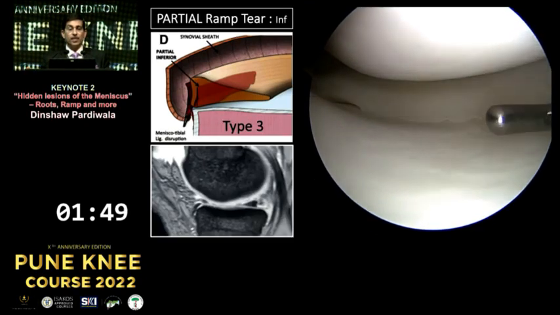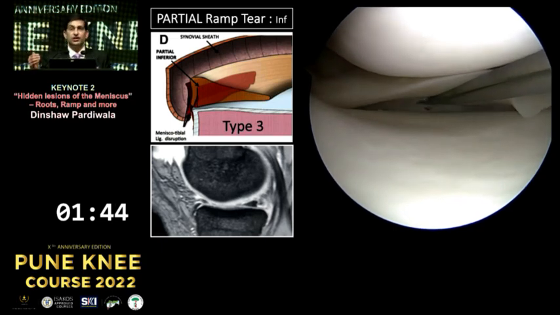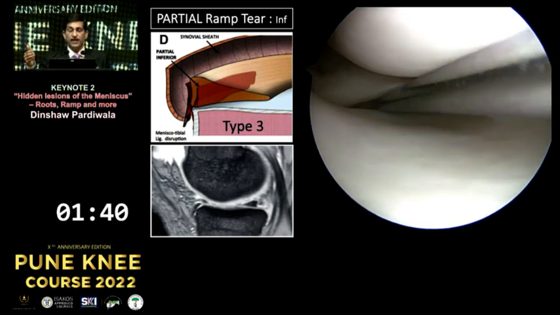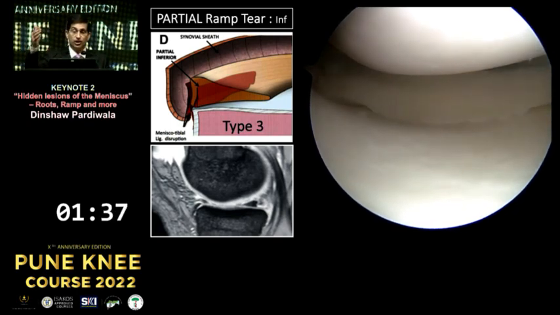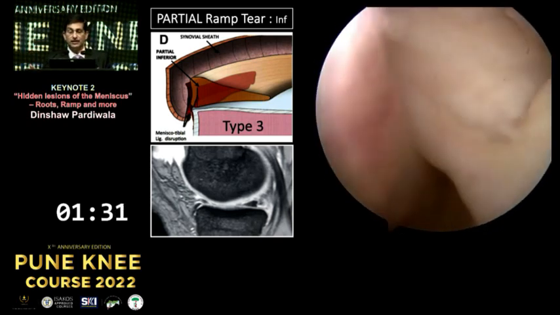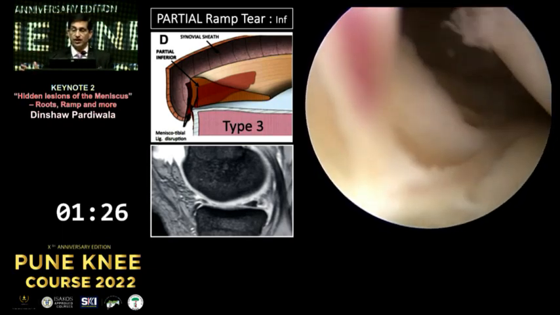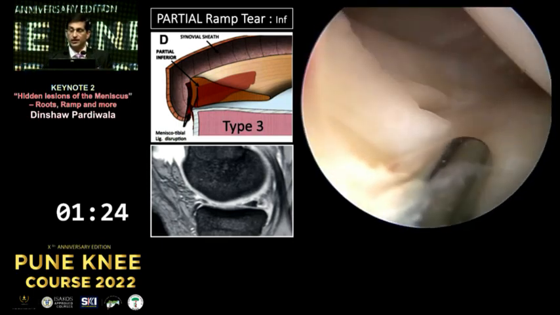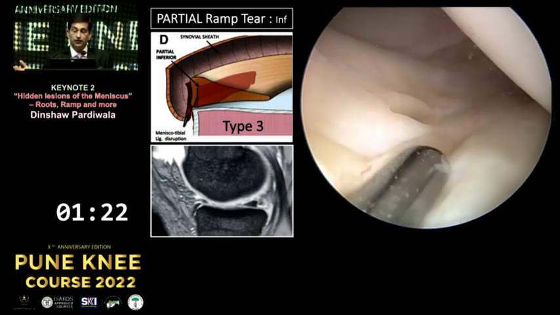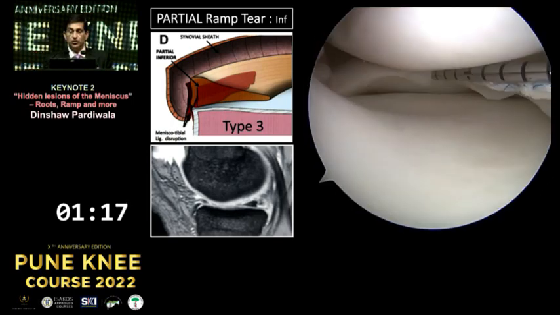Unlike that, a partial ramp which is inferior, by definition, is unstable because your meniscotibial ligament is torn. And in fact, in these patients, you can't see it from the notch side. You'll be able to see it from the joint side. And when you put your probe in, you'll see that you can actually displace the meniscus. So this unstable meniscus tear, despite it being partial, needs to be repaired. Traditionally, you'd look at the notch and say, oh, there's no ramp out there. But if you look at it from within the joint and note that the inferior part is torn, then I think that you must go ahead and repair it.